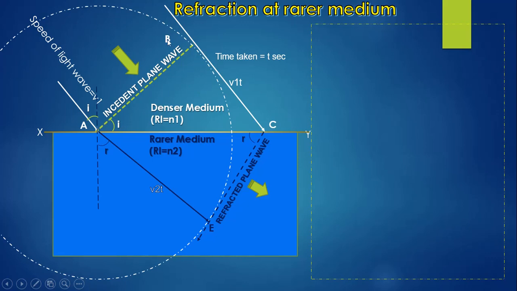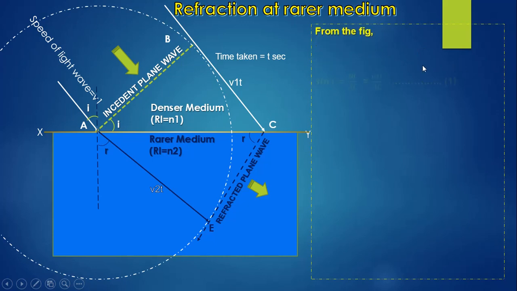Then you have to take two triangles: triangle ABC, and another triangle ACE. For the triangle ABC, angle BAC equals the angle of incidence, and angle ACE equals the angle of refraction. This is according to the principles of geometry. With this proper labeling, let us move to the derivation part.